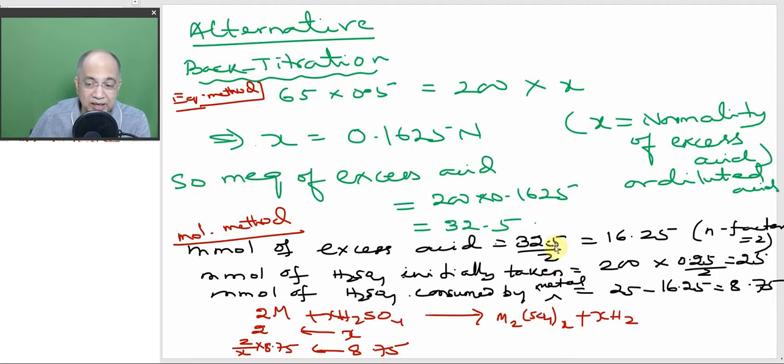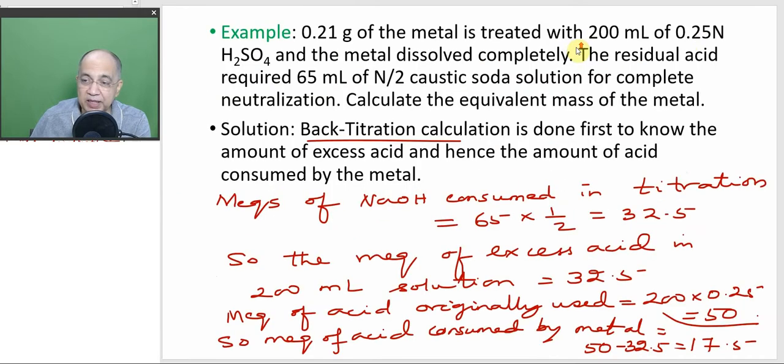Because this is an acid-base reaction, the basicity is 2, the N factor is 2. So 16.25, since the N factor is 2 here in the acid-base reaction, is the millimoles of excess acid. So you converted milliequivalents to millimoles, and the millimoles of sulfuric acid initially taken is 200 into the same, because the normality is given here.